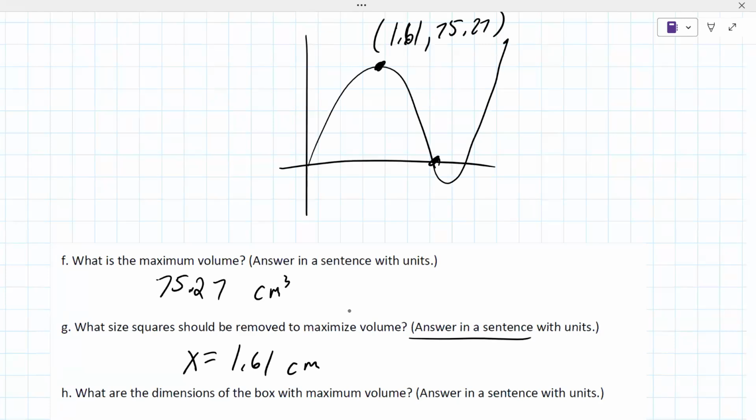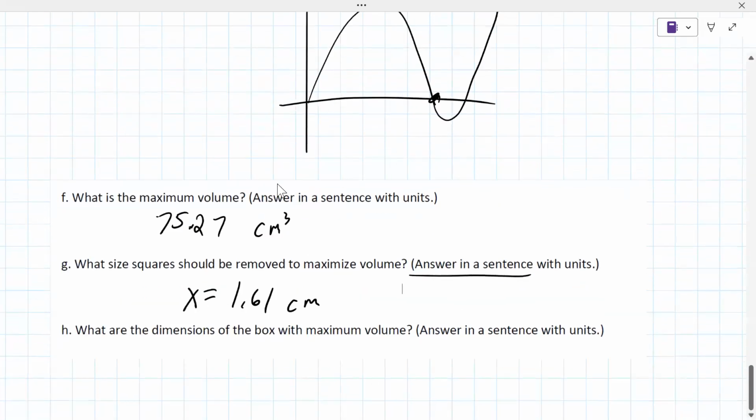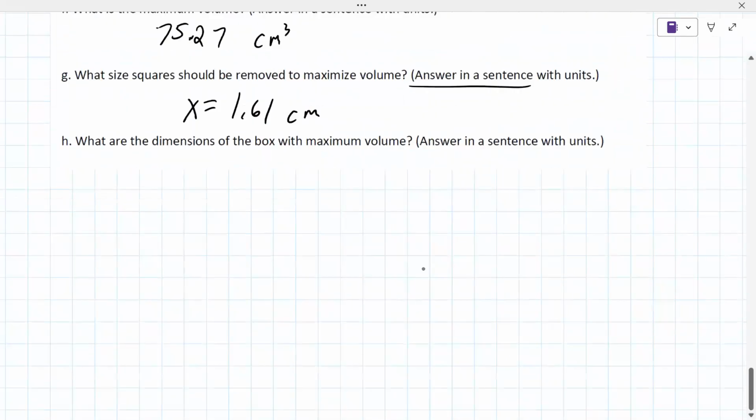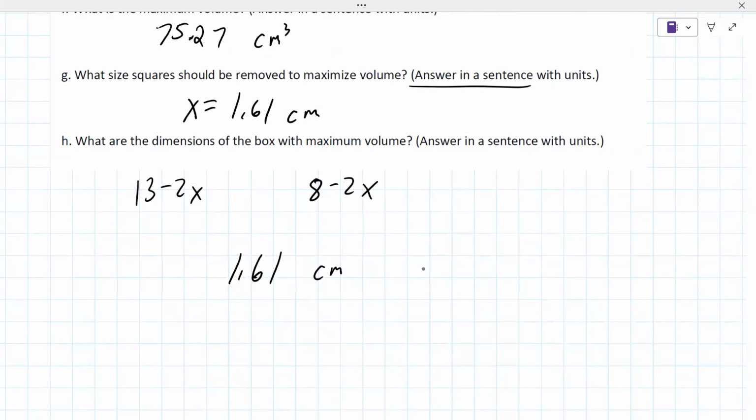Got it. I think that's the same thing that I got. And then for the dimensions, you have to put that X value back into both the length and the width. And then you'll have your three dimensions. I guess you'll need a sentence again for that.